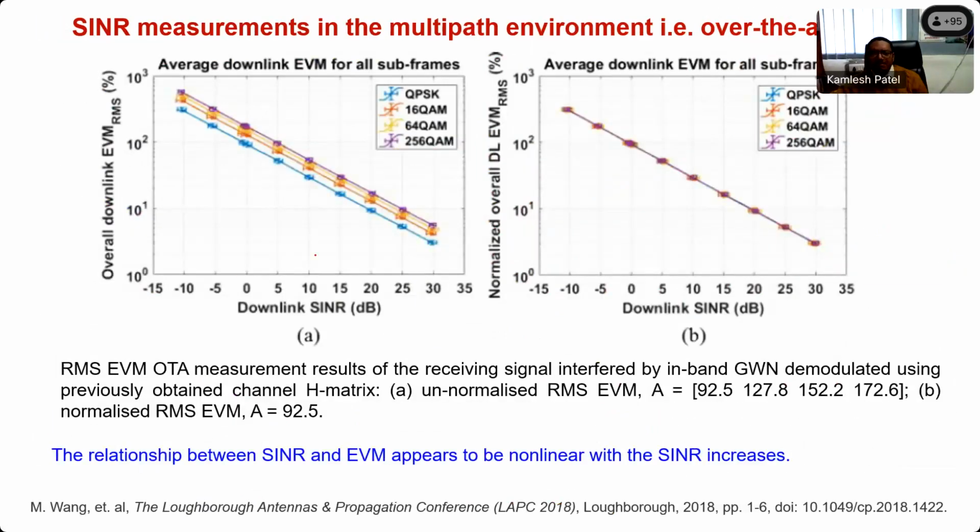Similar measurements are performed again between the overall downlink EVM and the downlink SINR for different modulation techniques, and they have checked that for different modulation techniques for all subframes, the values are slightly different, but all are following the same pattern. This is the value of the normalized overall downlink EVM that is almost having the same performance.